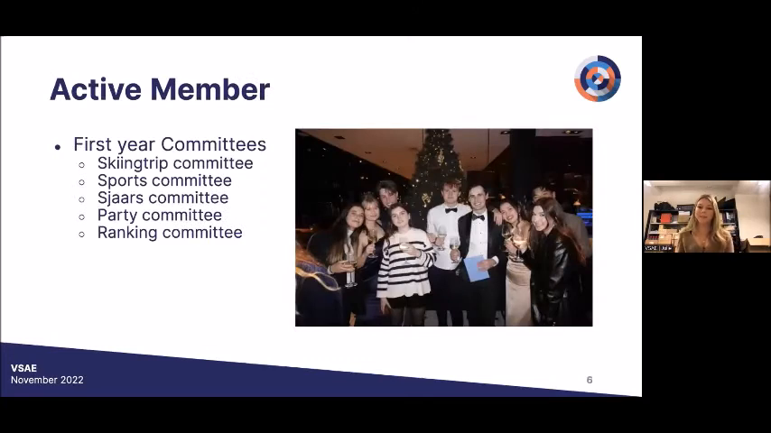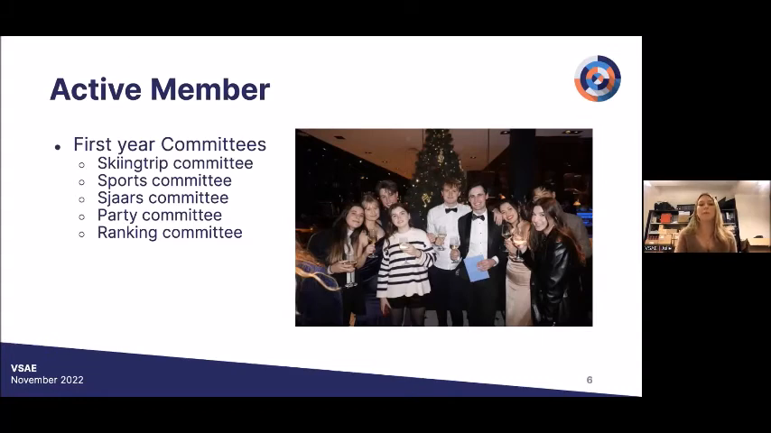Then you can also become an active member as a first-year student. This is a great way for you to be a little bit more involved in the association. So for first years, we have more fun committees. So later on, you can do more serious committees for more career-related events. But first, you will start off with a little bit more social activities. So we have the skiing trip committee, sports committee, showers committee. This is a nickname for first years in Dutch. So you will organize activities for the first year students, and we have a party committee and a ranking committee, which is kind of a borrel committee.